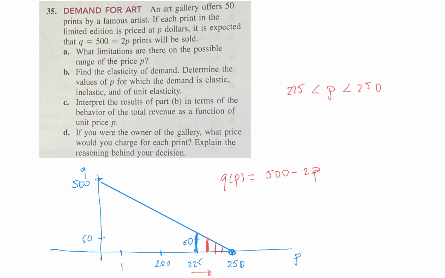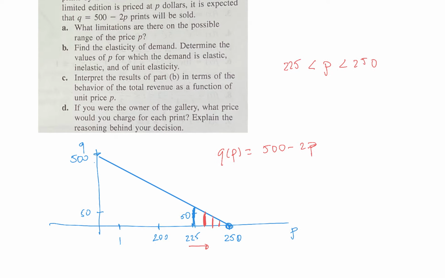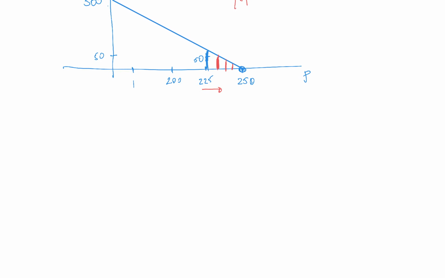Determine the value of P for which the demand is elastic or inelastic and of unit elastic. The elasticity E depends on the price P, and the elasticity is measured by the following equation. It measures the percentage of the quantity that will be sold when you change the price by a certain percentage.